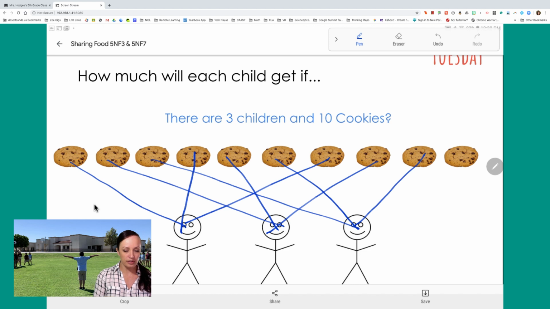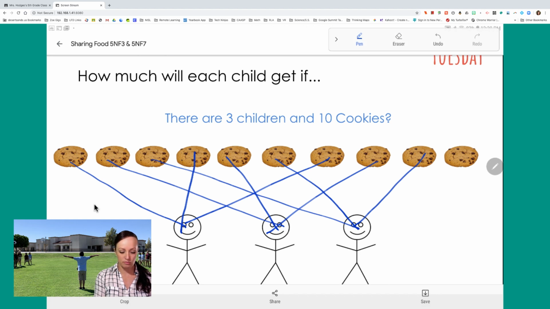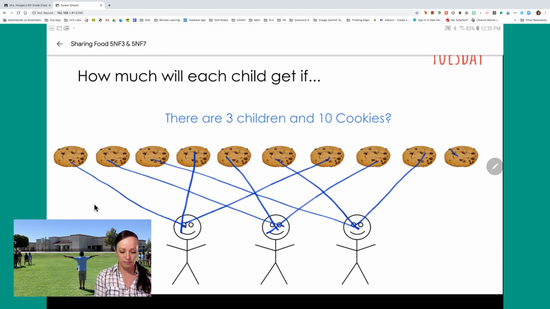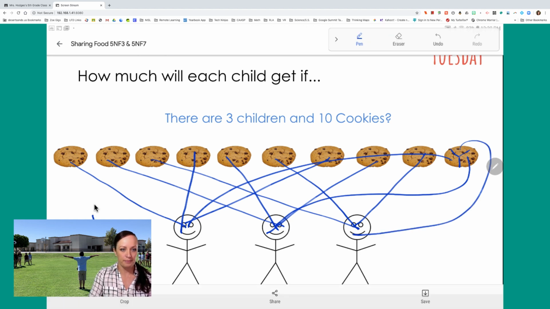Everyone so far gets 3 cookies, so I'm going to write 3. But then this last cookie, we need to share it with 3 people. Well, that's easy. I'm just going to cut it in thirds. So 1, 2, 3. Boom. Then each person's going to get a piece of that. So everyone gets 3 and 1/3 cookies.